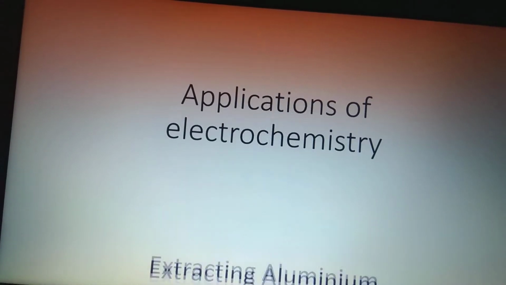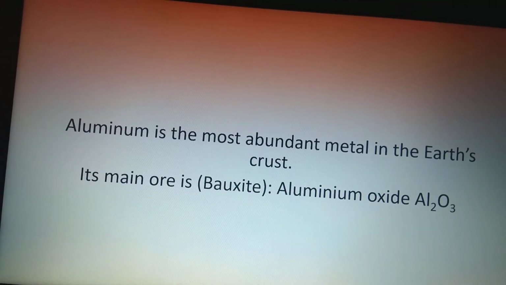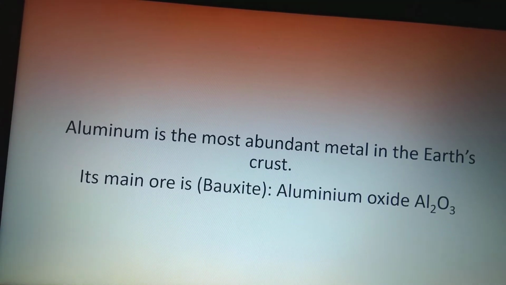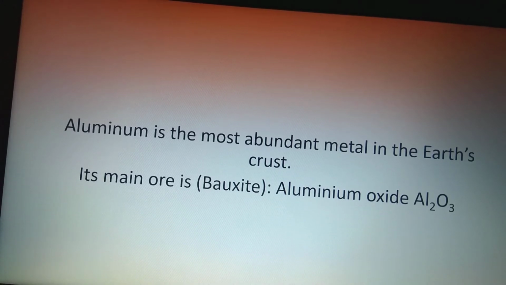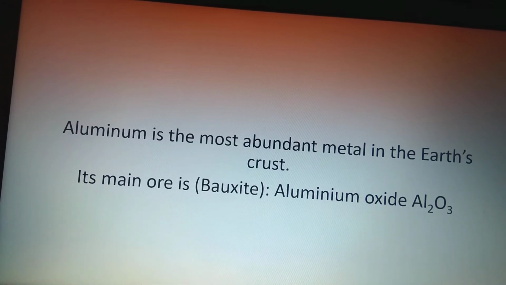In this video, we will talk about extraction of aluminum as one application of electrochemistry. As we all know, aluminum is the most abundant metal in the Earth's crust. Its main ore is called bauxite. It contains aluminum oxide, or alumina, Al2O3.